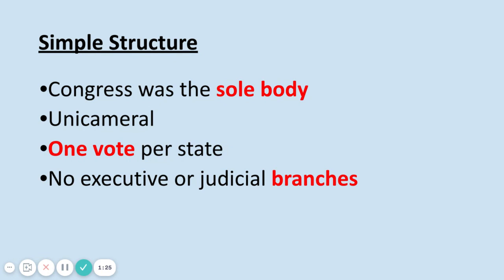So the Articles created a simple structure of a government. They had a unicameral house, which means one house. The name was Congress and it was the sole body. They didn't have an executive branch, nor did they have a judicial branch. And it granted every state a singular vote.